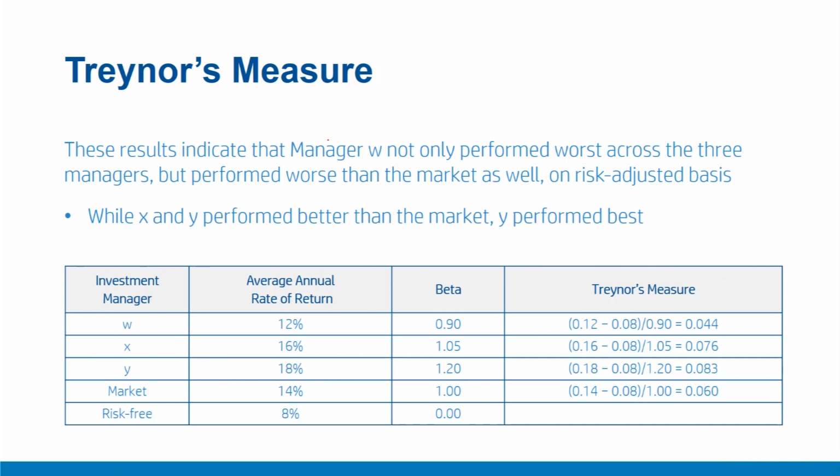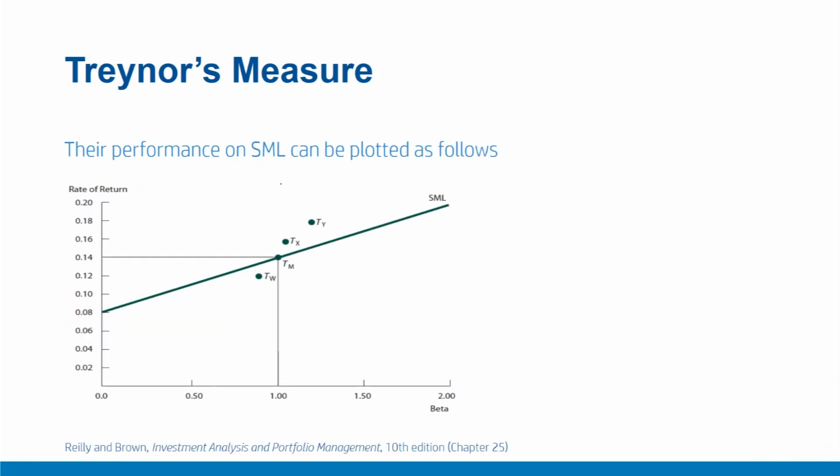These results clearly show that manager W not only performed worst across all the three managers but also performed poorer than market, and therefore he will lie below SML, while managers X and Y performed better, Y performed best, and both of these X and Y will be above the SML. As we can see here on this chart, W is below the market portfolio while X and Y are above the market, which is the SML line. So X and Y are above the SML line, W is below the SML line. Their performances are easily plotted and that can be understood.